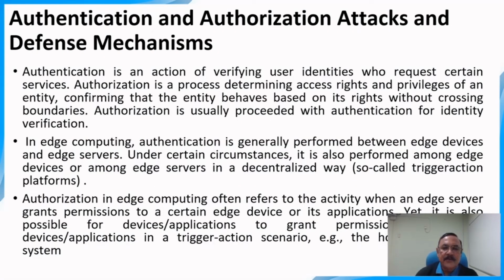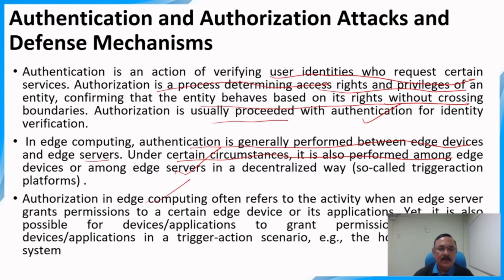So, authentication is the action of verifying the identities of users who request certain services. Authorization is a process determining the access rights and privileges of an entity, confirming that the entity behaves based on those rights without crossing the boundaries. Authorization usually proceeds with authentication for identity verification. In edge computing, authentication is generally performed between the edge devices and edge servers. Under certain circumstances, it is also performed among the edge devices or among the edge servers in a decentralized way, also called trigger action platforms.